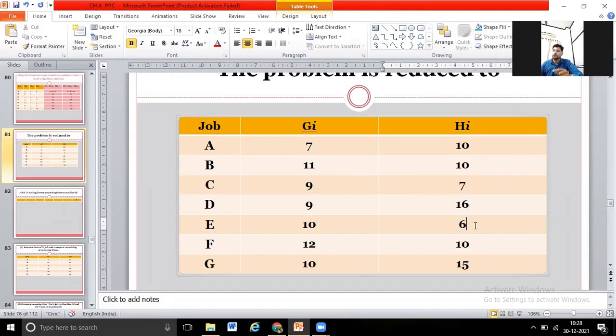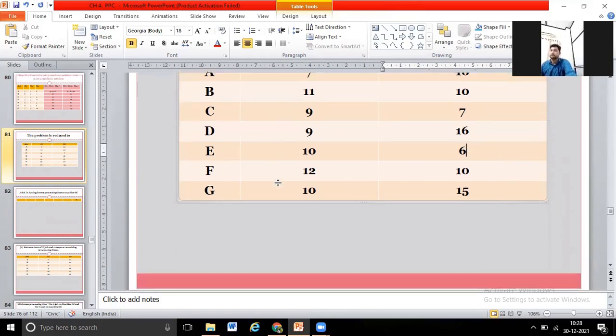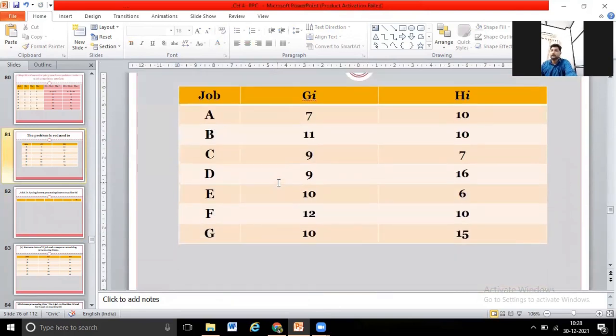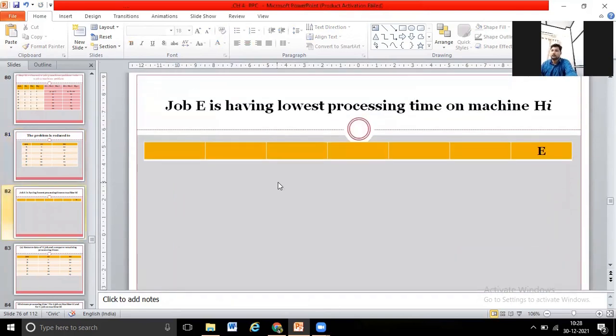Now here 6 is the lowest processing time, but this 6 is on the second machine, that is H_i machine, and which is related to job E. So we have to provide the lowest priority, or it should be processed last in the sequence. Okay, so 6 is the lowest processing time. So you can write job E. Job E is having the lowest processing time on machine H_i.